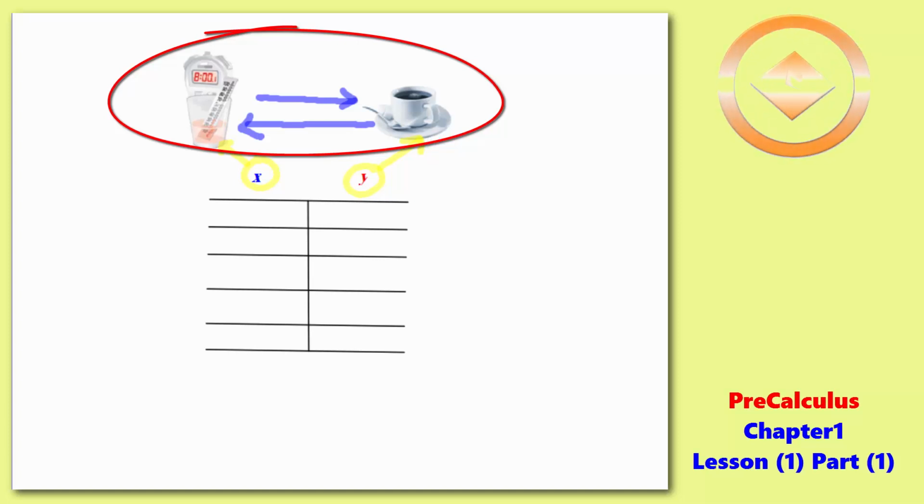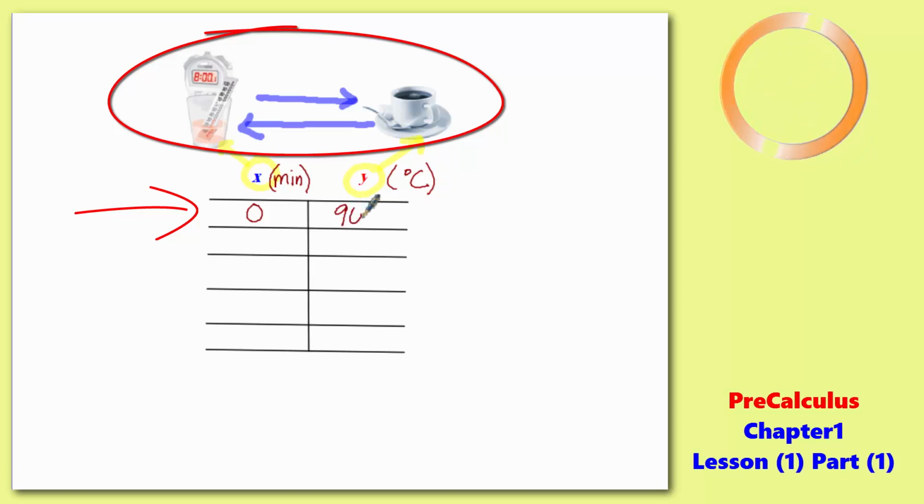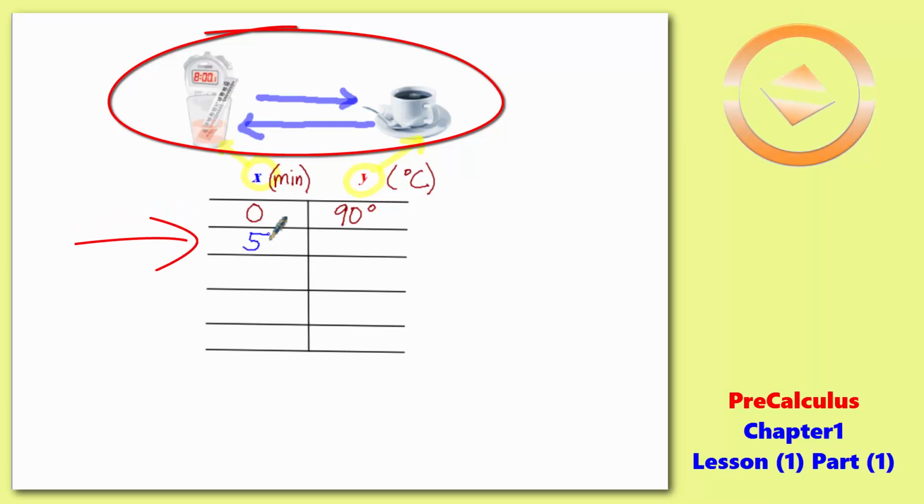So let's start, for example, at 0 minute. Remember, this x is in minutes and this y is in degrees Celsius. So at 0 minute, you will have 90 degrees. Now at a certain time interval, let us say 5 minutes has already passed. So we are going to get the temperature of the coffee in 5 minutes. After 5 minutes, the temperature of the coffee would be 42.9 degrees.